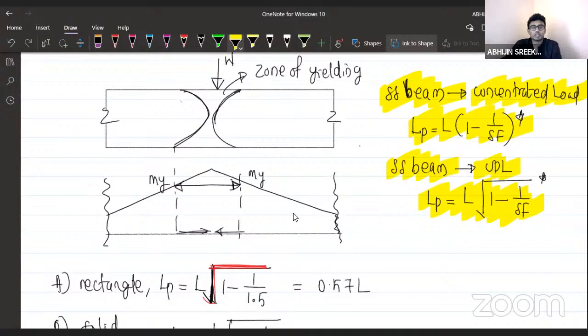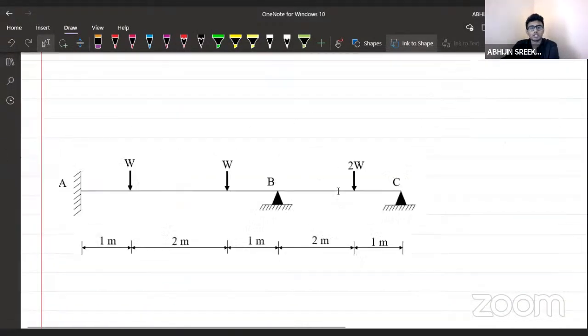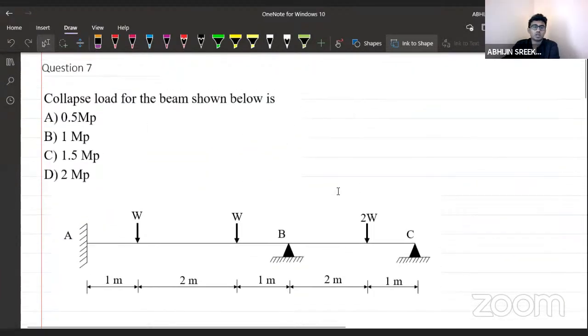Okay, fine. Let's go with the next question. This is the question given. I need you people to calculate the collapse load for the beam shown below. You are asked to calculate the collapse load. Hi Gayatri. Yes, we need you people to calculate the collapse load here. Try this once. It's super important. Calculate the collapse load here.